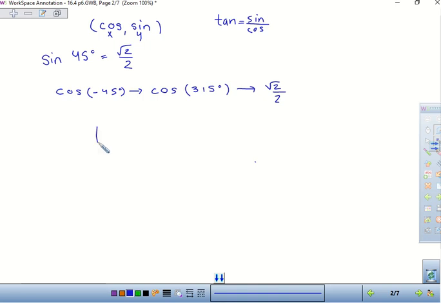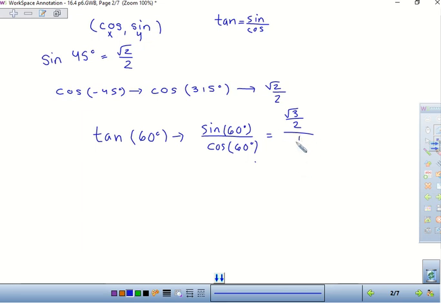And then the next one, tan of 60, we'll do a tan one. When you have tan, you're going to convert it into sine of that angle measure over cosine of that angle measure. Well, sine of that angle measure is, according to the unit circle, radical 3 over 2. That's the y coordinate at 60 degrees. And then cosine is 1/2.